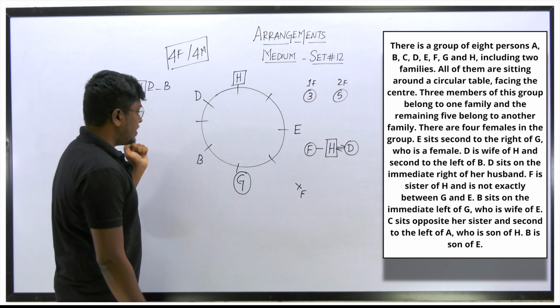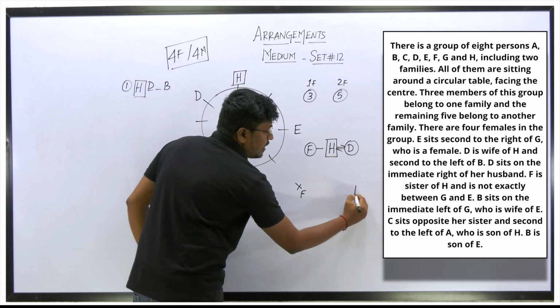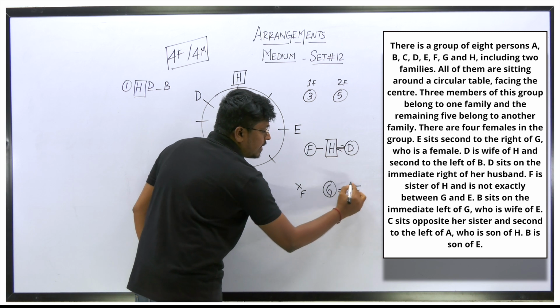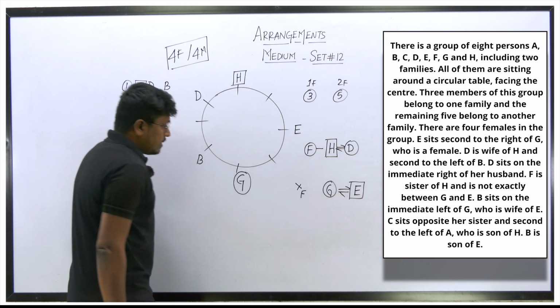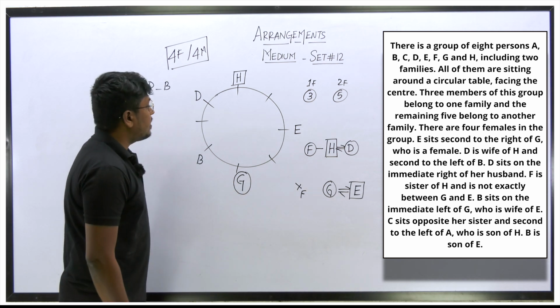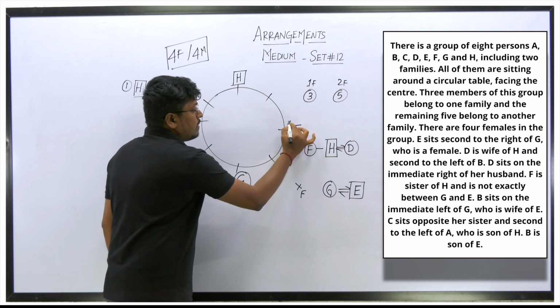So E's wife is G. Let me take it as another point that E's wife is G. If G is a wife, then E will be the husband. We know that G is already a female person, so now E will be the husband, right? So here E will be the husband.